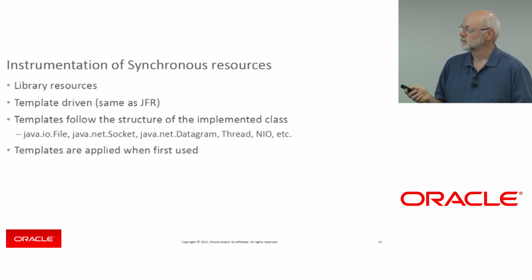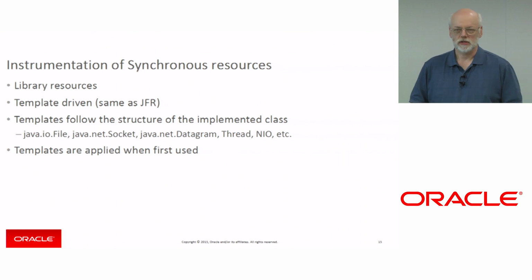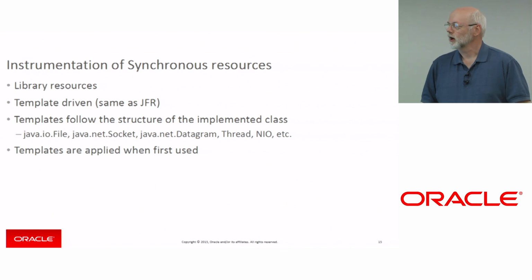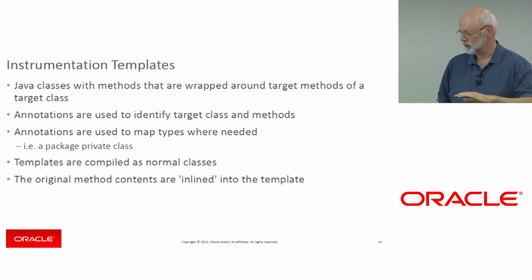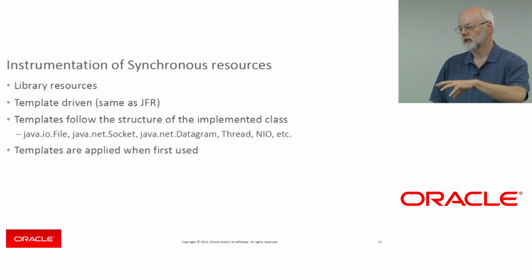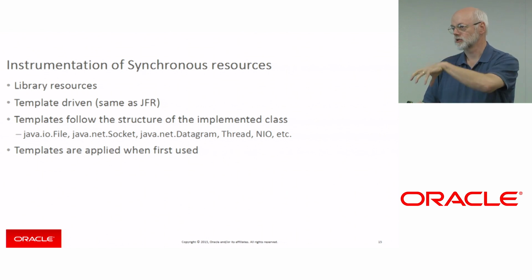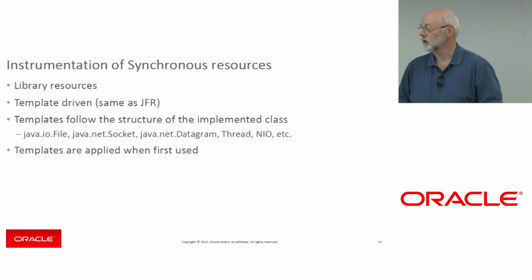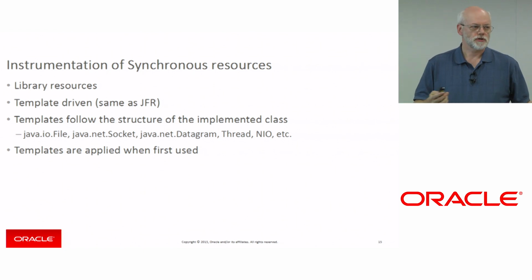On the library side, we had the benefit of using some template infrastructure that was built for JFR, where we can write the templates as a Java class. It's applied by a mechanism that wraps the method in the template around the original method in the class. And so it's pretty easy to write a template from the structural point of view. The templates are applied the first time you use it. So until the first time somebody uses resource management, there's nothing injected into the classes.